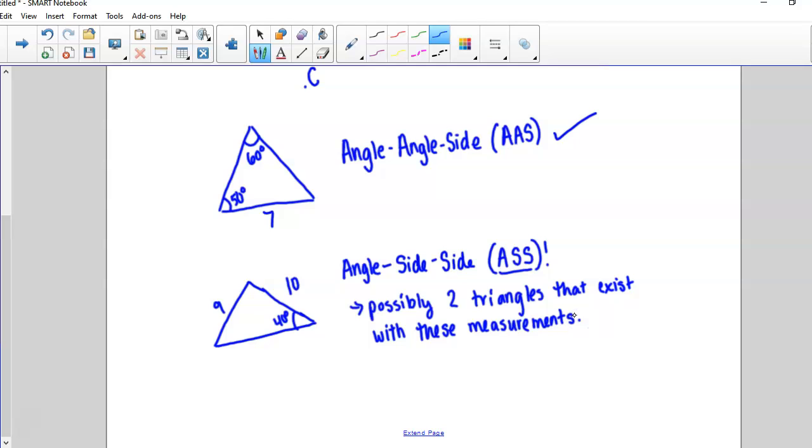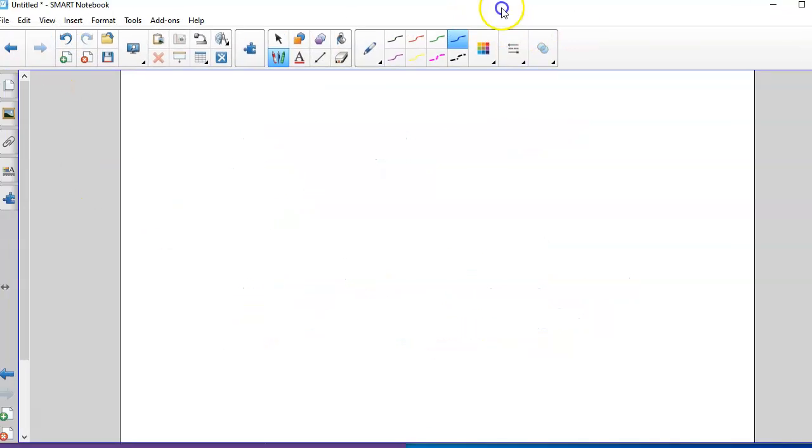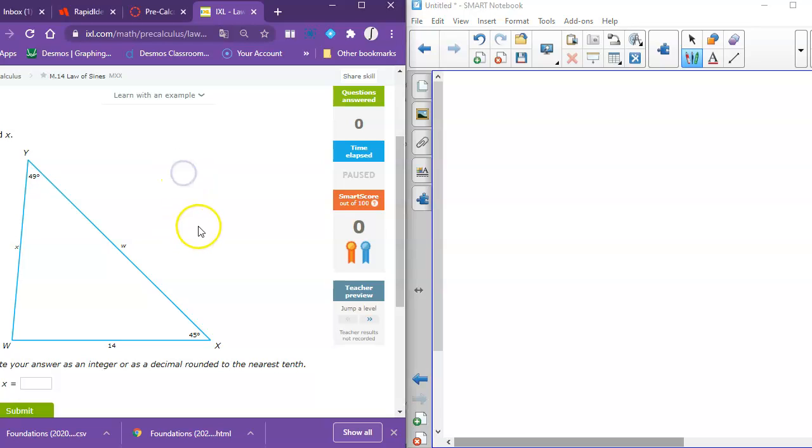Okay, so we can still use the law of sines for this, but what we have to do is watch out for something called the ambiguous case. So we are going to hold off until Monday to look at that because that's a little bit more difficult than what we're going to be looking at today. So just know that whenever you have an angle, side, side, there's going to be a little something extra that you have to do. However, today we are mostly going to focus on problems that are not angle, side, side.